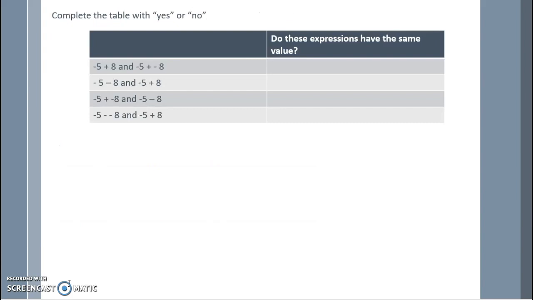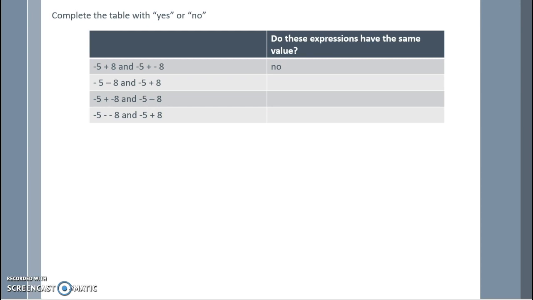Complete the table with yes or no. Pause the video and see if you can identify whether these claims are equivalent or not. Negative 5 plus 8 and negative 5 plus a negative 8 are not the same. Negative 5 minus 8 and negative 5 plus 8.